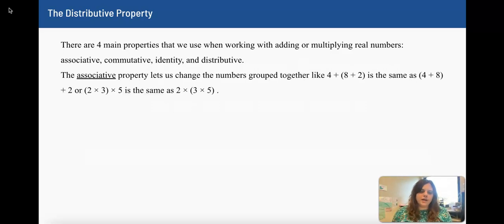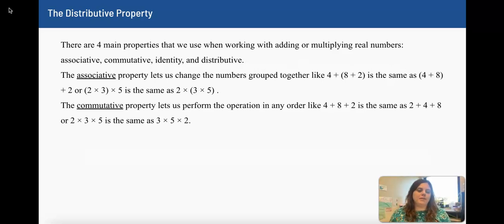The associative property is what lets us change numbers that are grouped together. So I showed you this. It's like 4 plus 8 plus 2 is the same as if we group together 4 plus 8 and then add 2. Same thing with multiplication. For example, if we have 2 times 3 in parentheses and then multiply 5, it would be the same as doing the 3 times 5 in parentheses and multiplying the 2. So we can associate things differently as long as it is all the same operation. Make sure you write down the underlined words in your notes.